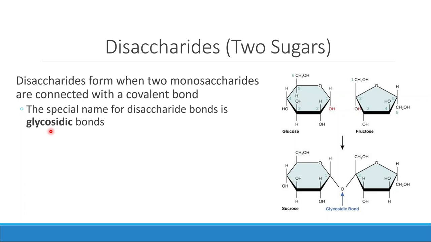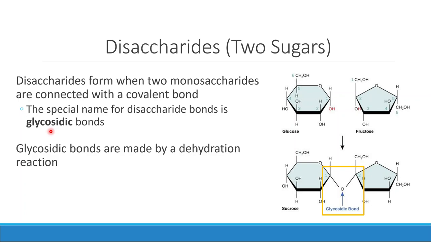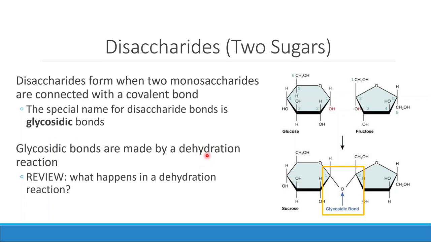Once you write down that word, I want you to underline, highlight, star it. Glycosidic bonds are only seen in carbohydrates. And a glycosidic bond is made through a dehydration reaction. Remember that in a dehydration reaction, I steal things from the two monomers I'm connecting. Those things come together to build me a molecule of water and also to build me a covalent bond. So a glycosidic bond is the type of covalent bond that forms between the two monomers of a disaccharide.